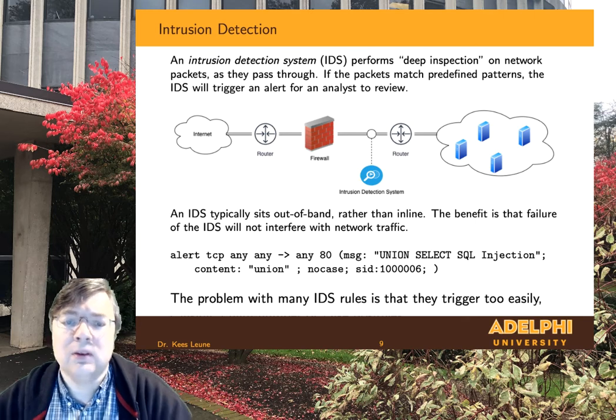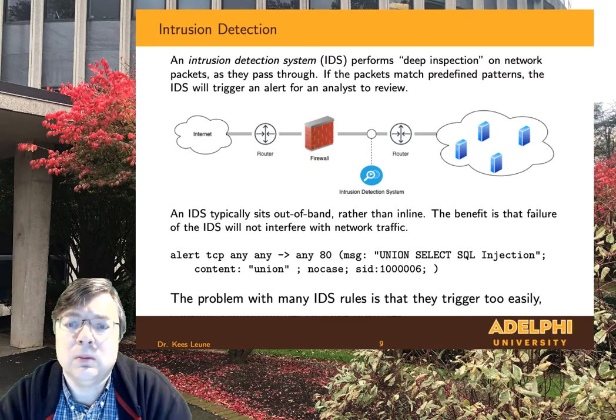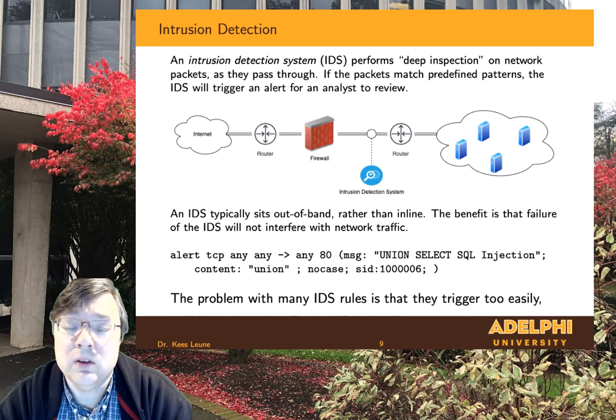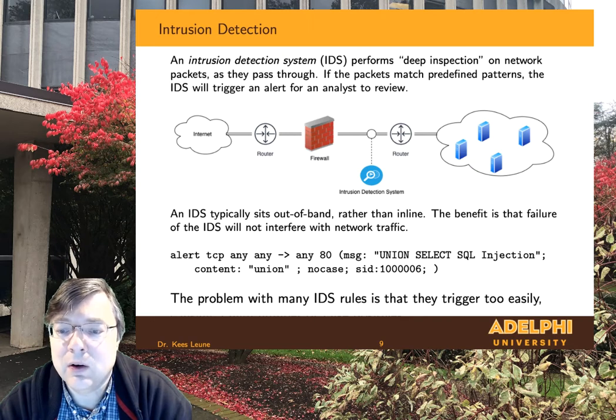In a sense, you might say that the intrusion detection system has two roles. One is to check for malicious behavior, but the other one is also to check that the firewall did its job correctly. Now notice how the routers and the firewalls are drawn in line with the traffic, while the IDS sits out of band. It's actually how most intrusion detection systems work. They get a copy of the network traffic, but not the actual network traffic itself.